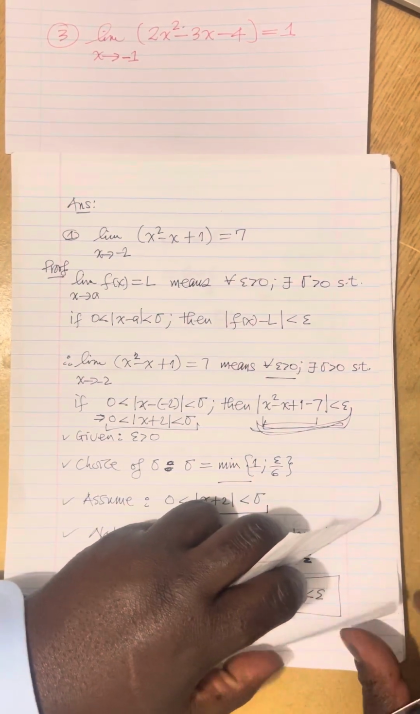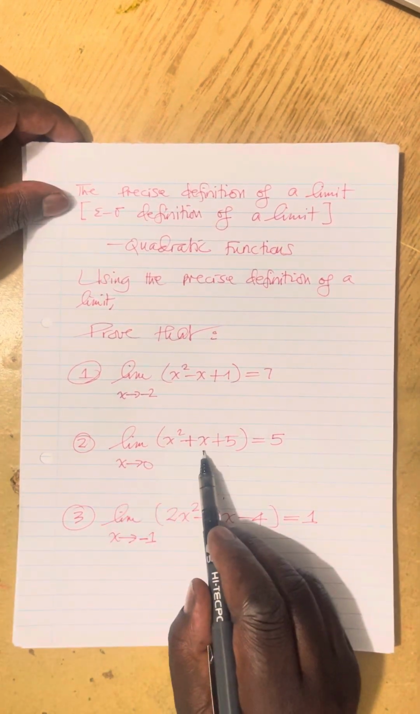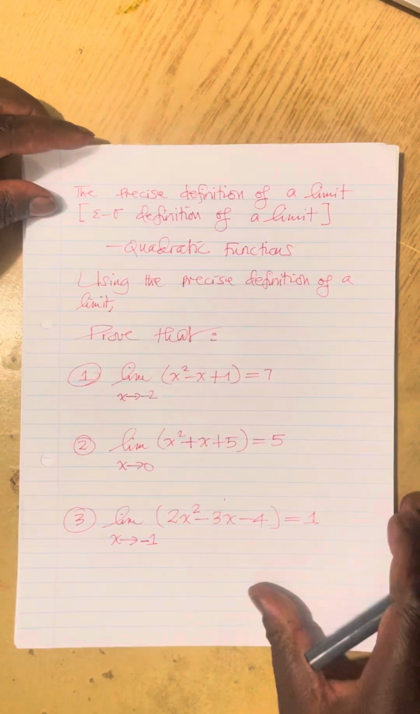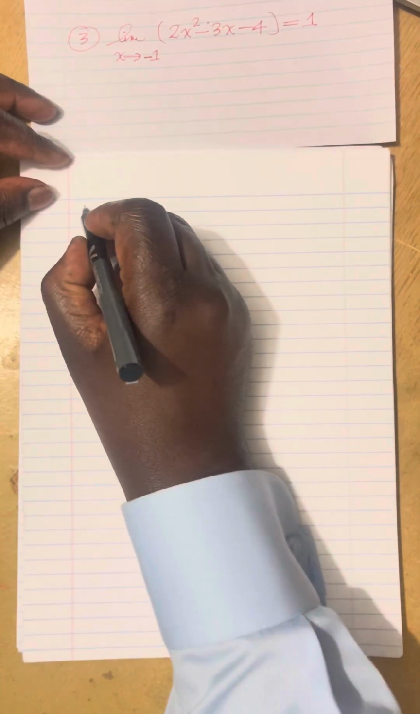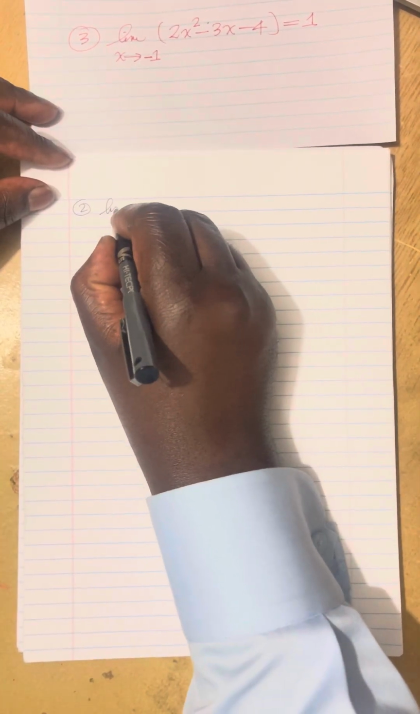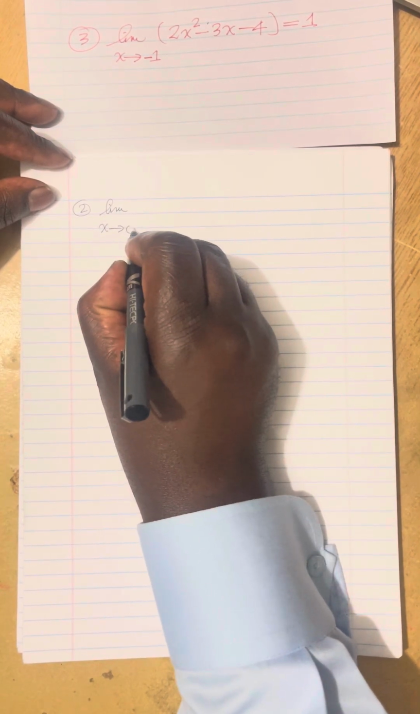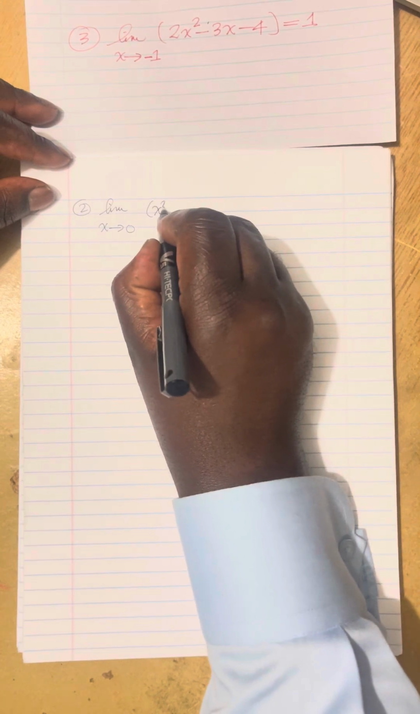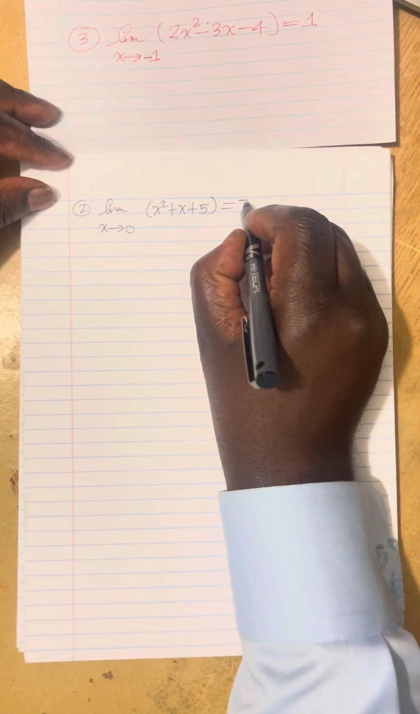Let's look at example number 2. Number 2 says here, the limit as x approaches 0 of x squared plus x plus 5 is equal to 5. So we're supposed to use the precise definition of a limit. We copy the question as the tradition goes. So number 2, it says the limit as x approaches 0 of x squared plus x plus 5, and we're told this is equal to 5.